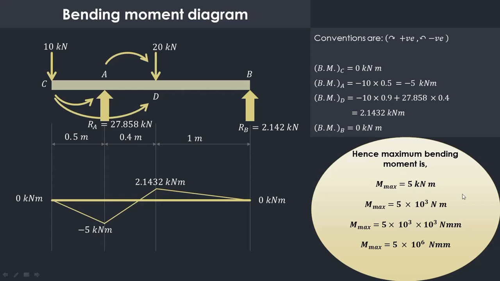First, convert kilonewton into newton, so we have multiplied by 10 raised to 3. Again, convert meter into mm, so again we have multiplied by 10 raised to 3. So the total value will be 5 into 10 raised to 6 Newton mm.